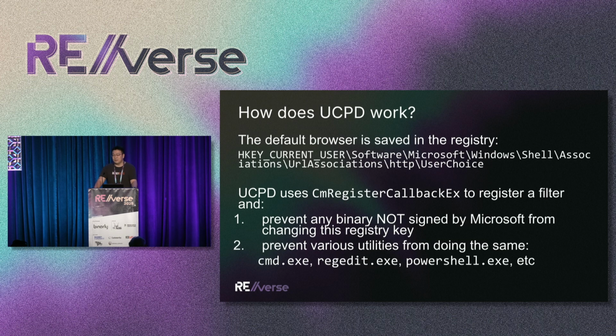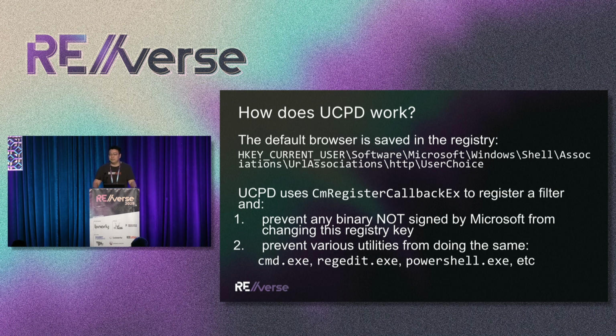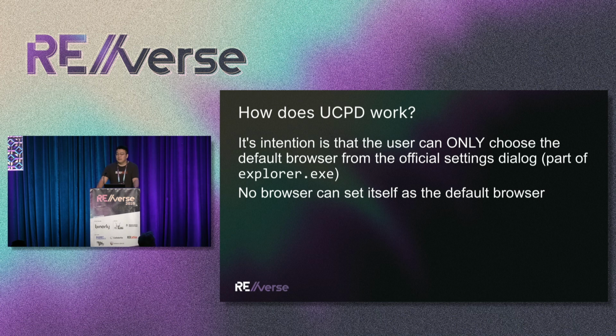So how does it actually work? We all know that the default browser is saved in this registry key, and this driver in particular uses a register callback to filter any access to this particular registry key and prevent any binary that is not signed and developed by Microsoft from changing this registry key, and also preventing various utilities from doing so, like cmd.exe, regedit.exe, etc.